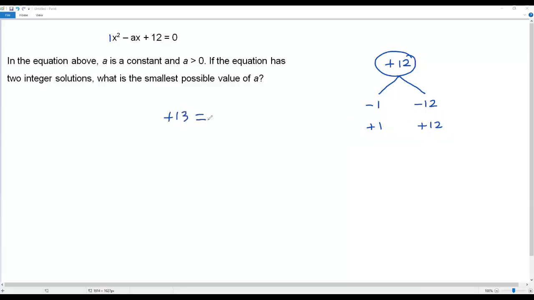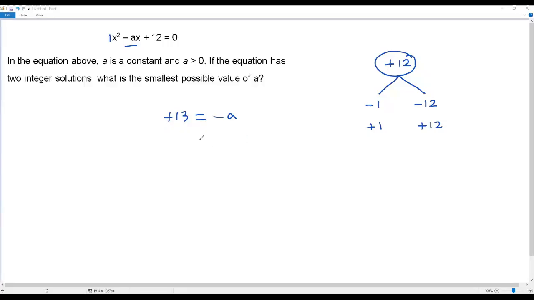It has to be equal to the coefficient of x, that is negative a, according to the method we use to solve a quadratic equation by factoring. So whenever we get two factors over here, the addition of these two factors always must be equal to the coefficient of x. Okay, now let's solve for a in this equation.